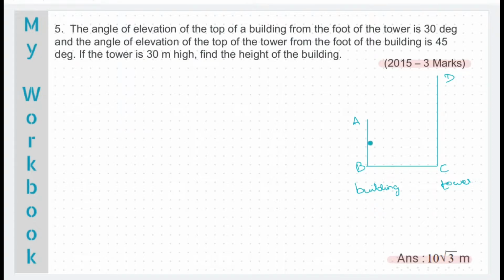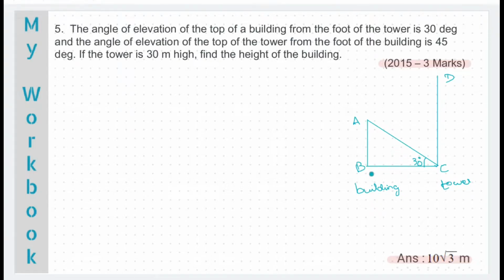It's given the angle of elevation of the top of the building from the foot of the tower. So it's the line joining CA. From the foot of the tower, you're looking at the top of the building. Angle of elevation is 30 degrees.